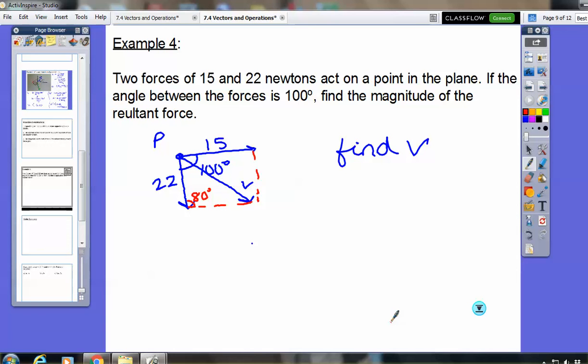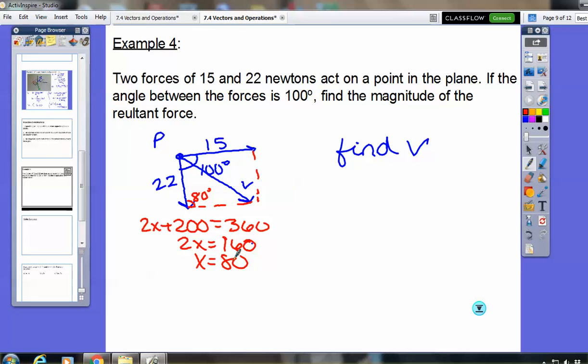We have a parallelogram here. Opposite angles are the same, so if this is 100, this is 100. They have to add up to 360 altogether. So x plus 100 plus x plus 100 equals 360, so 2x plus 200 equals 360. And so we know that angle is 80.